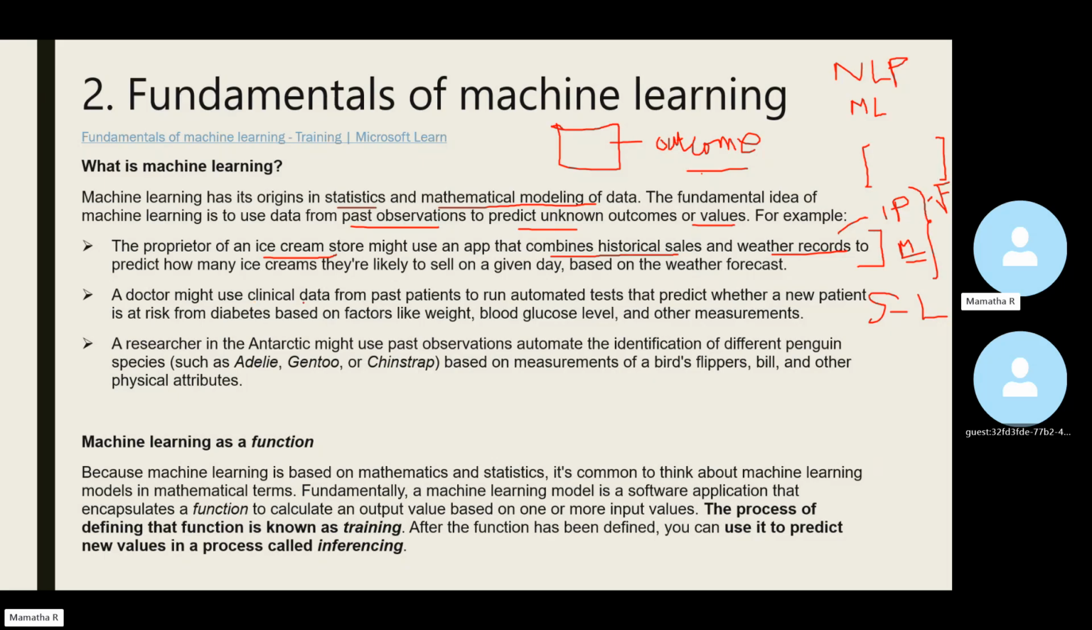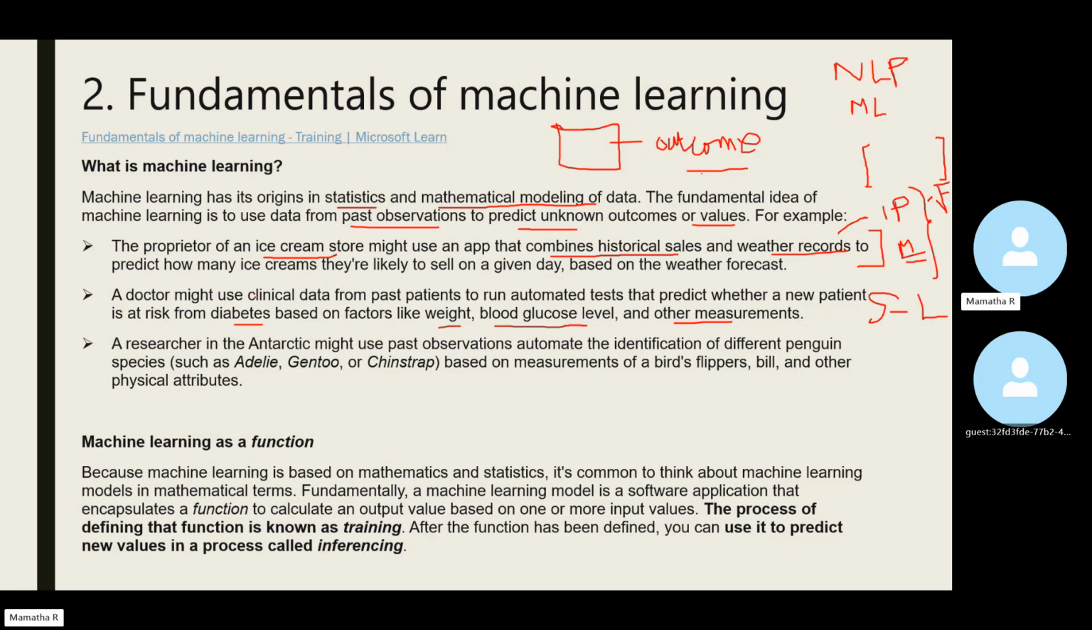Here, a doctor might use clinical data from past patients to run automated tests and predict whether a new patient is at risk of diabetes or not. We take multiple parameters, based on weight, blood sugar, blood glucose level and other measurements, to predict whether they are likely to have diabetes or not.